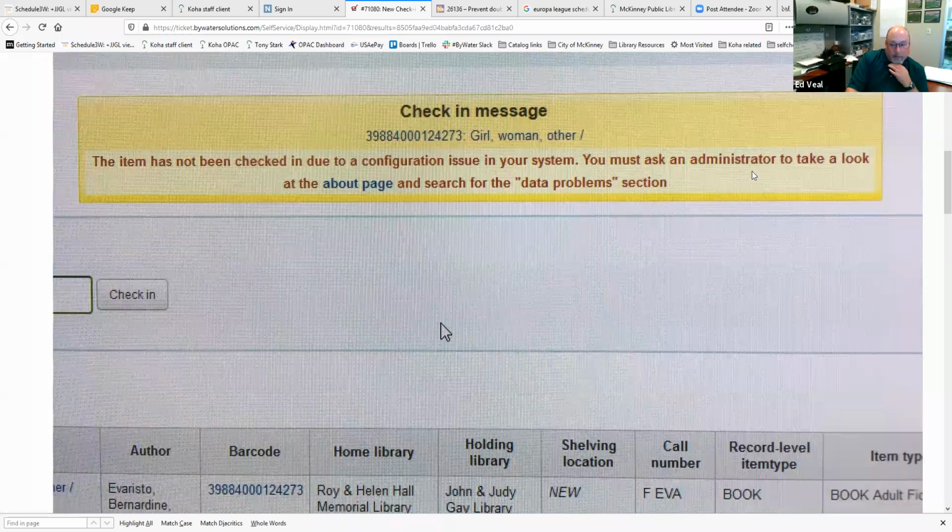No, let me share my screen. That might be the easiest way. This is what we were getting when we would check in. And when we followed this link to the About page, it wouldn't tell us anything. What's interesting is we had never seen this until literally a couple of weeks ago, about the time we submitted this ticket.